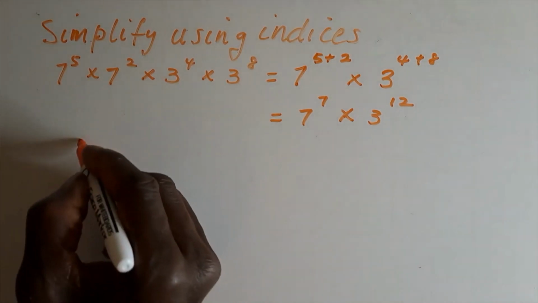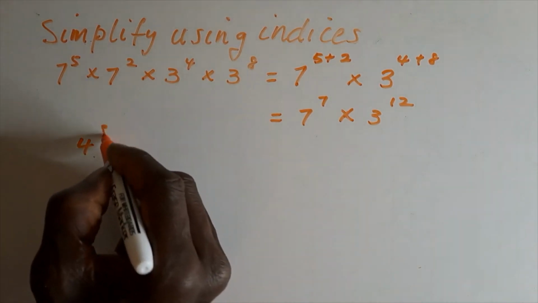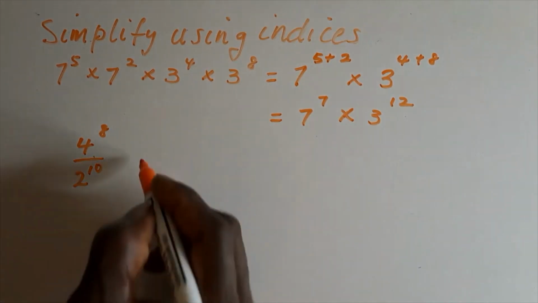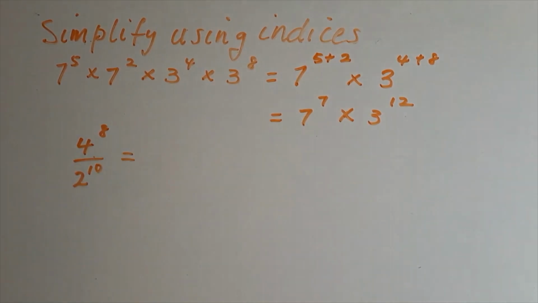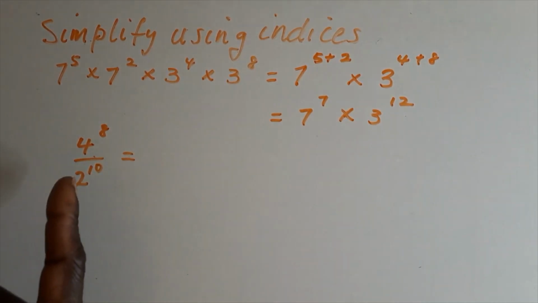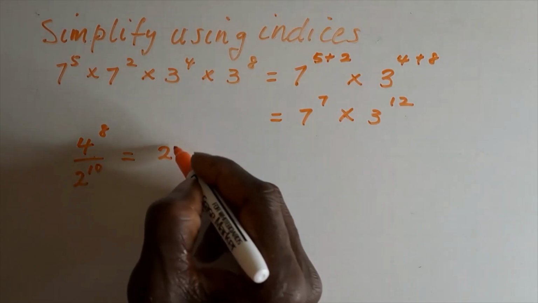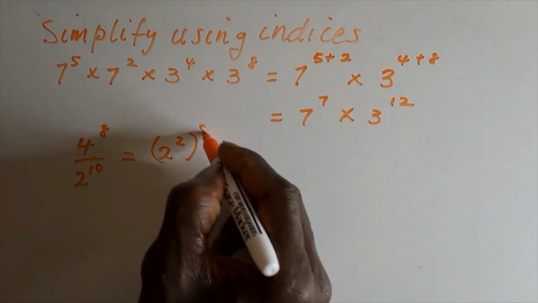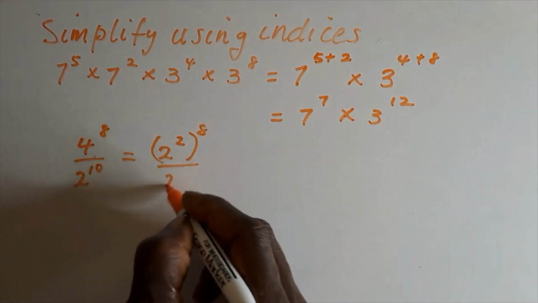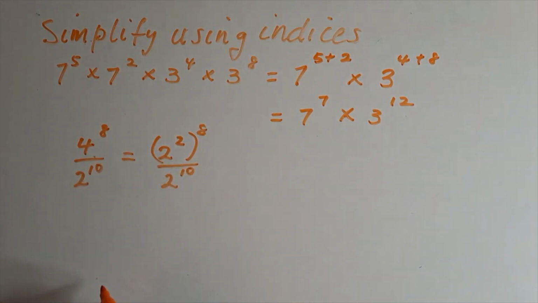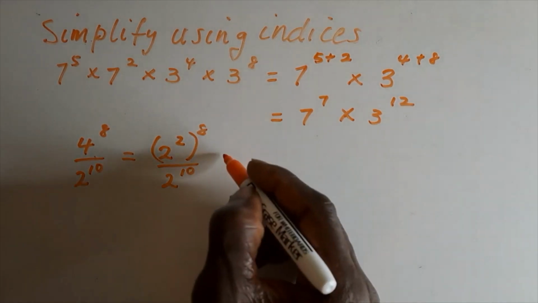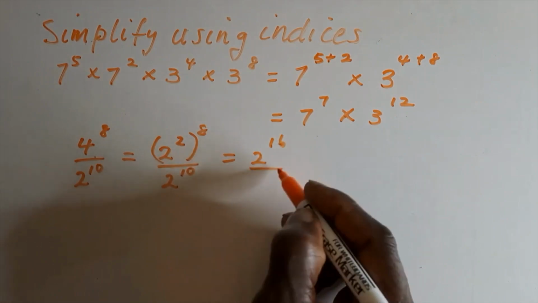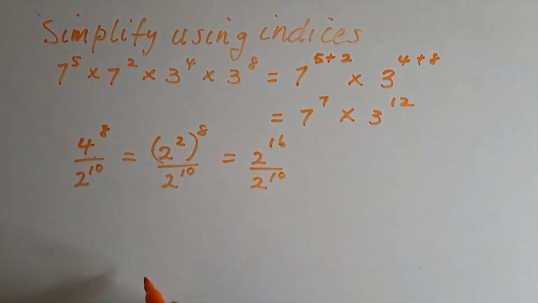Next we have 4 raised to the 8th power over 2 raised to the 10th power. Now we're aiming to get the same base so that we can simplify this. We know 4 is 2 squared. So this is 2 squared raised to the power of 8 over 2 raised to the power of 10. We clear the brackets here. We'll have 2 to the 16th over 2 to the 10th.